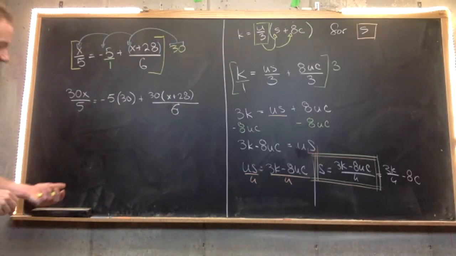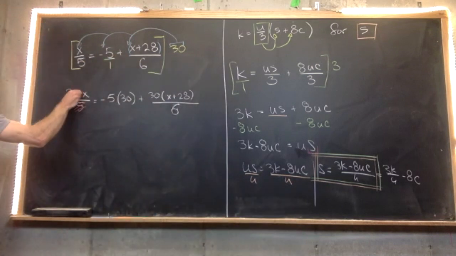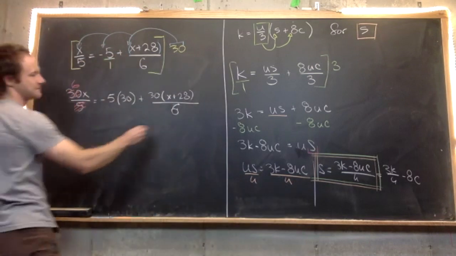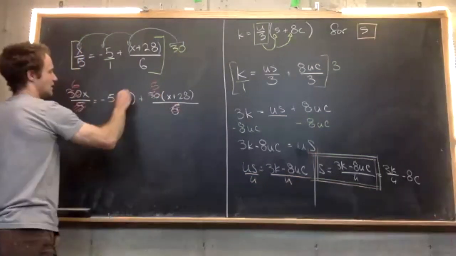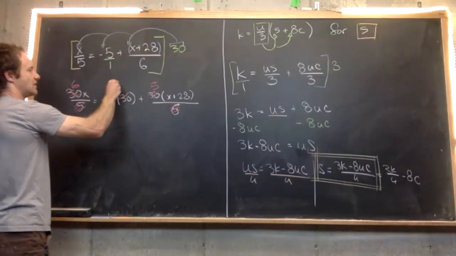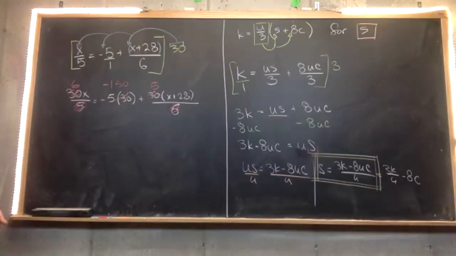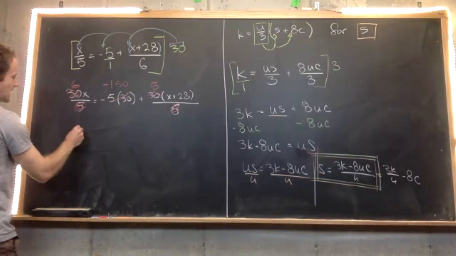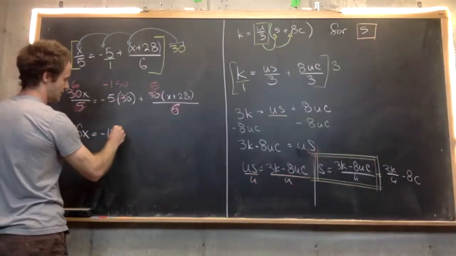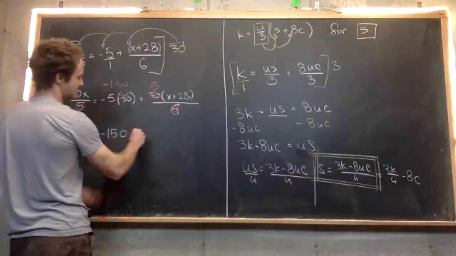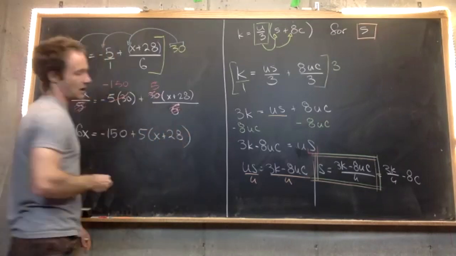And now we can start simplifying. So we know that 5 goes into 30 6 times, and 6 goes into 30 5 times. Then we also know that 5 times 30 is 150, and then this has got to be negative also. So that gives us a little bit of simplification. So we have 6x on the left-hand side, and then minus 150 plus 5 times the quantity x plus 28 on the right-hand side.